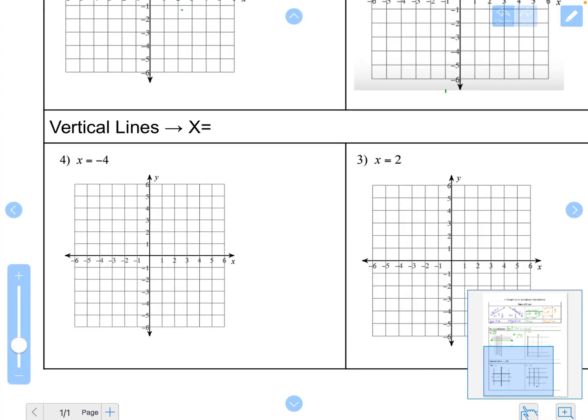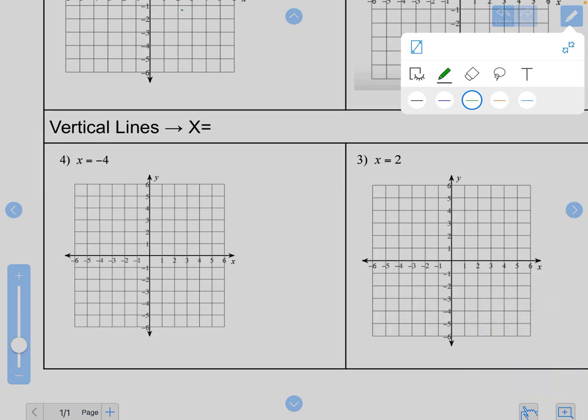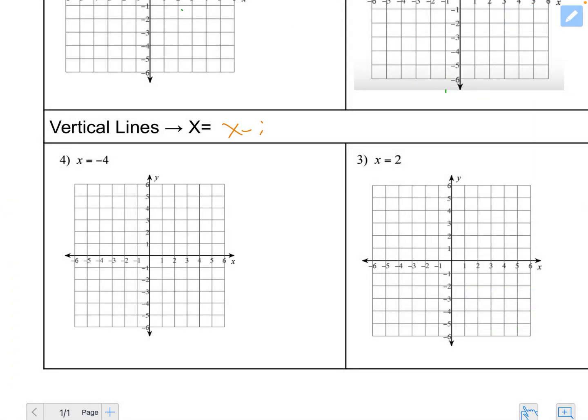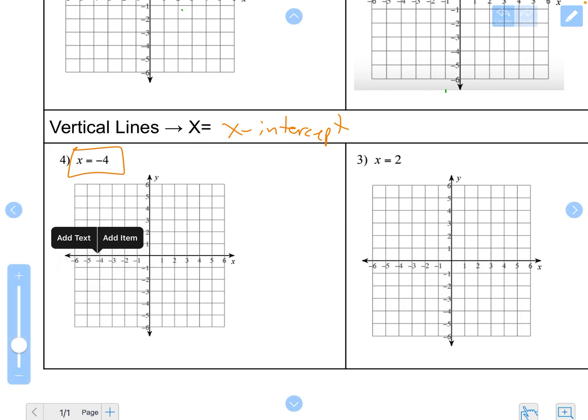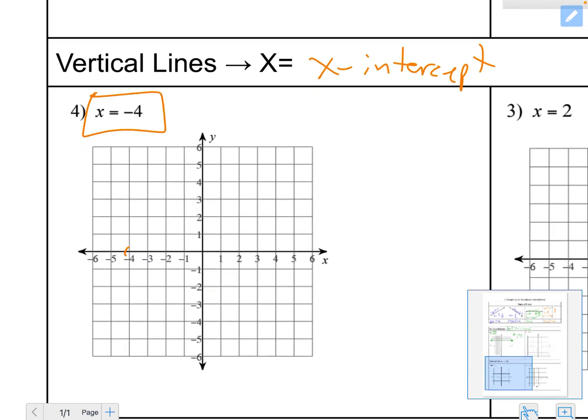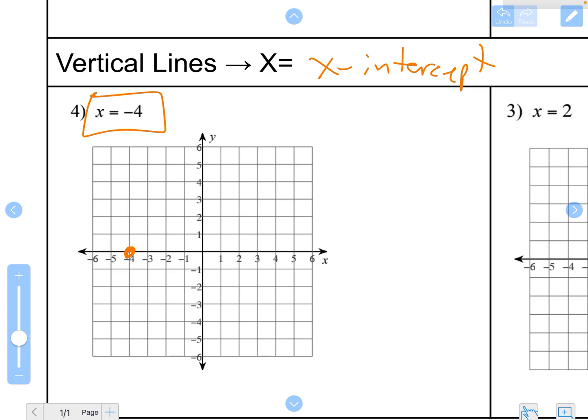Now our vertical lines are different. Our vertical lines are x equals our x-intercept. And so if it's x equals -4, I'm going to find -4 on the x-axis. That's what an x-intercept is, it's where the line crosses the x-axis. And because it is not y equals, it automatically tells me that it goes up and down, and it's a vertical line, because every other line that we're going to graph is y equals.